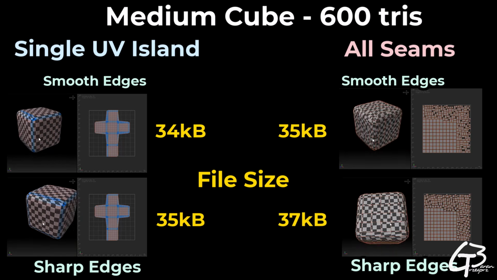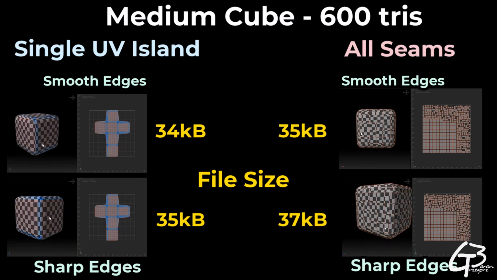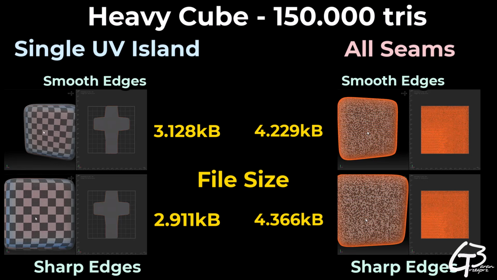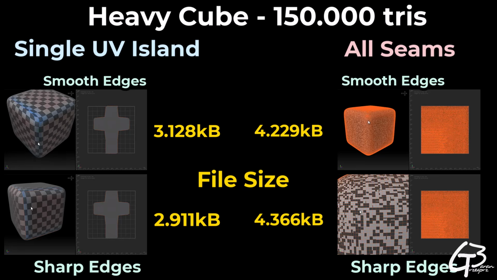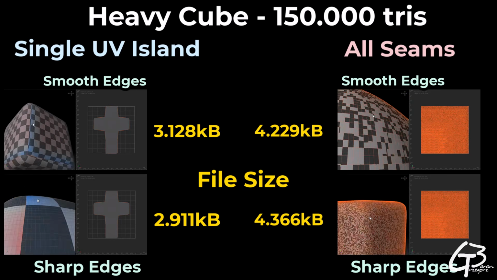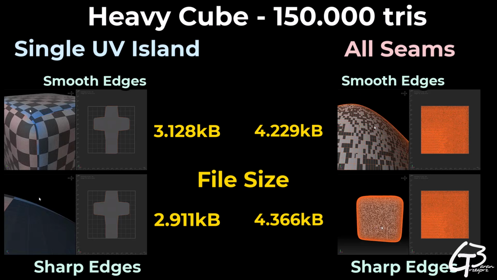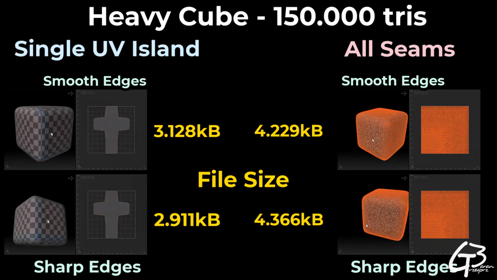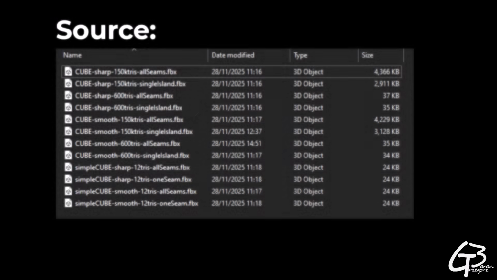So yes, more seams means more duplicated vertices and a higher memory footprint, but fewer seams come with trade-offs: more distortion, worse packing, and baking artifacts. That's why the real question is, where should we place seams and where should we avoid them? The goal isn't one island to rule them all, but rather strategic seam placement.